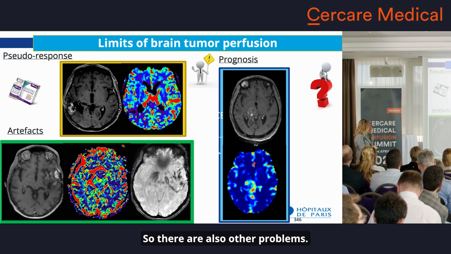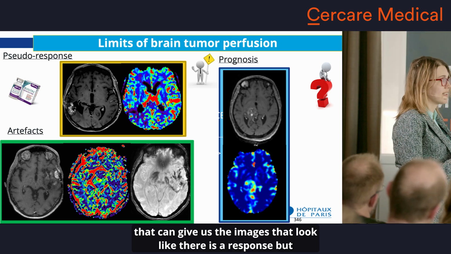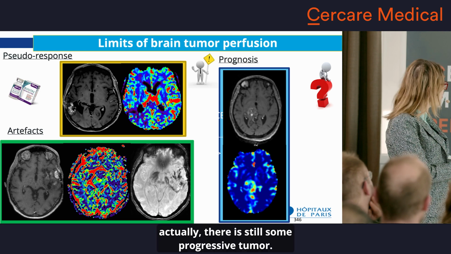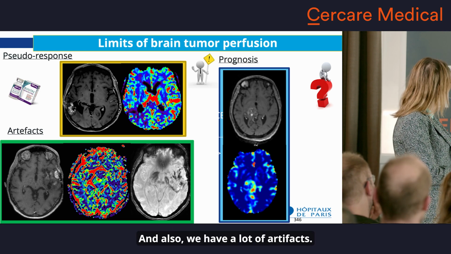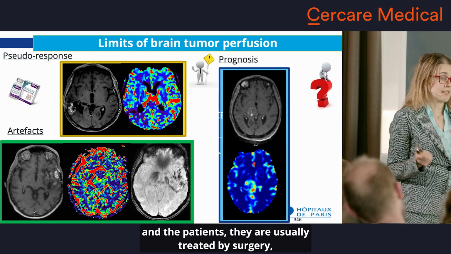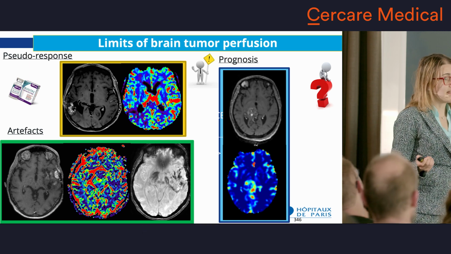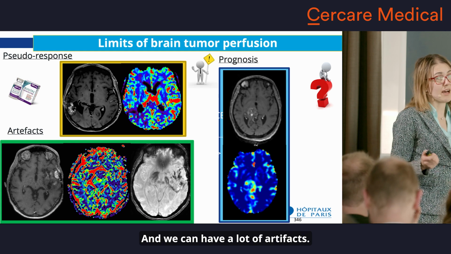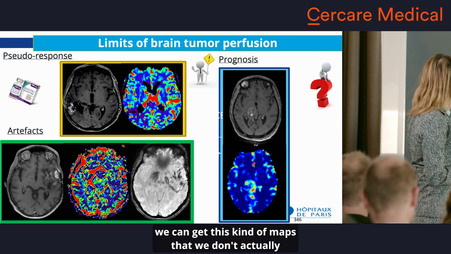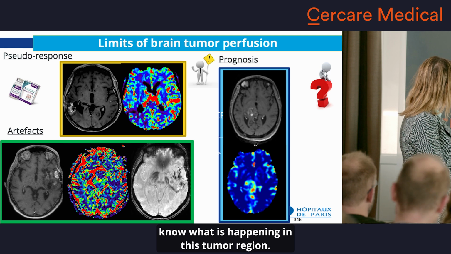So there are also other problems. There are the anti-angiogenic treatments that can give us images that look like there is a response, and actually there is still some progressive tumor. And also we have a lot of artifacts, because the sequence is EPI based, and the patients are usually treated by surgery, then by radiochemotherapy, so there are a lot of bleedings, and we can have a lot of artifacts. And so if we are doing basic processing without correcting the artifacts, we can get this kind of maps where we don't actually know what is happening in this tumor region.